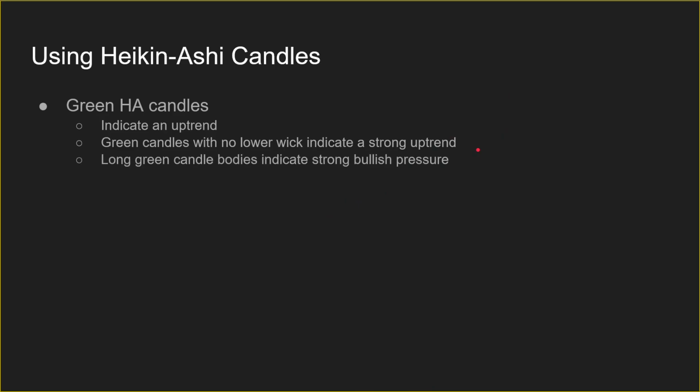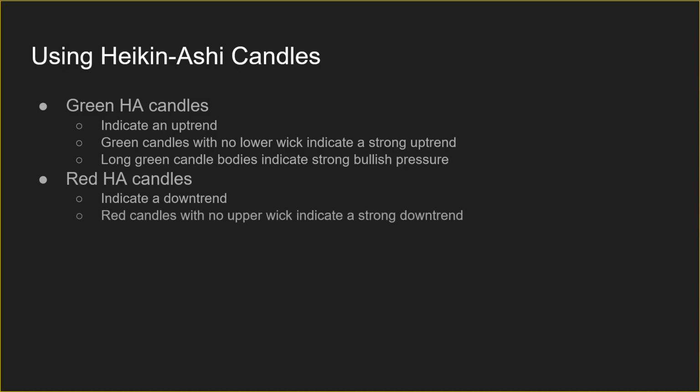Long green candle bodies indicate strong bullish pressure. So the size of the candle itself also gives credence to how strong the trend is. We see the inverse with red candles. Red candles indicate a downtrend. Red candles with no upper wick indicate a strong downtrend. Prices are generally falling and not breaking past those averages.